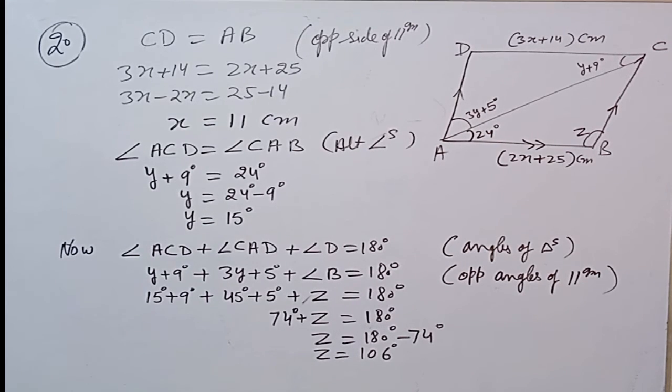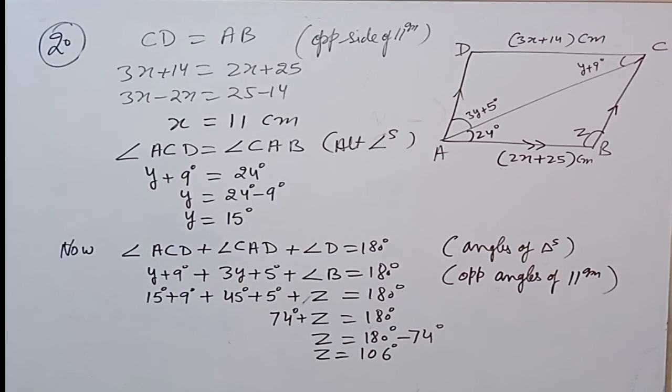Now we will find out the third value, that is z. So in the triangle ACD, angle ACD plus angle CAD plus angle D equal to 180 degree. ACD equal to y plus 9, CAD equal to 3y plus 5, and angle D we can write as angle B, because the opposite angles of a parallelogram are equal, so we can write angle B in place of angle D.